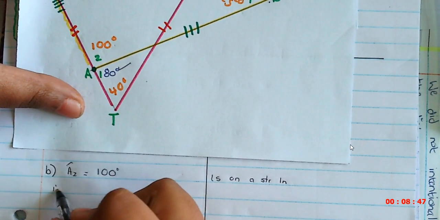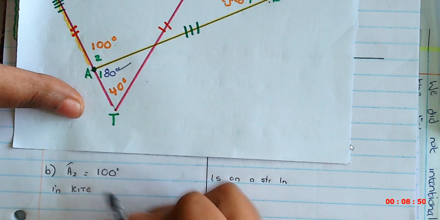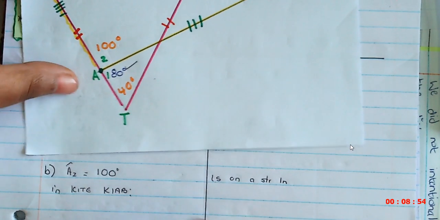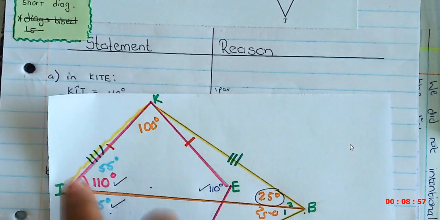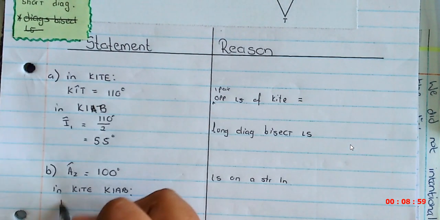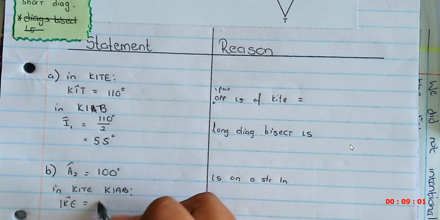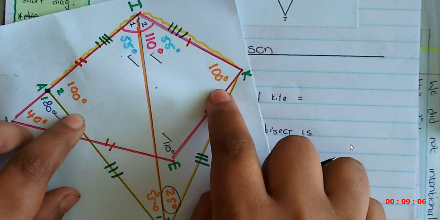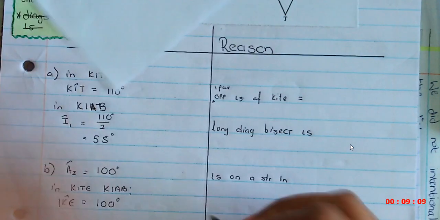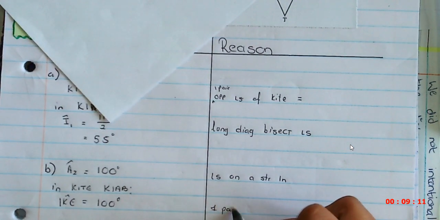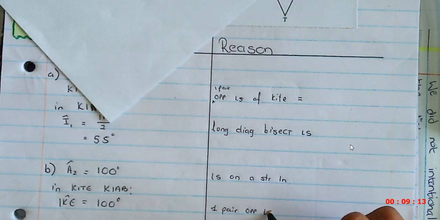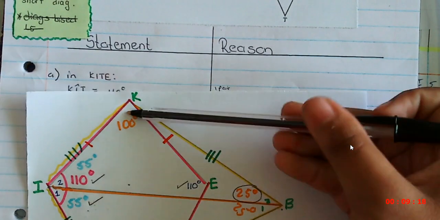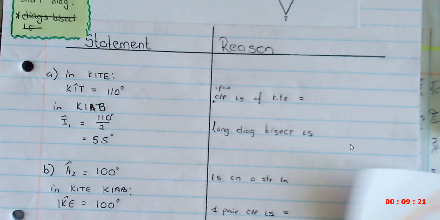So if A2 is 100, now we go in kite KIAB. Now we're focusing there. Angle IKE is also equal to 100 degrees. Why? Opposite angles of a kite, one pair of opposite angles equal. So we got one pair of opposite angles equal. Right? And now what?